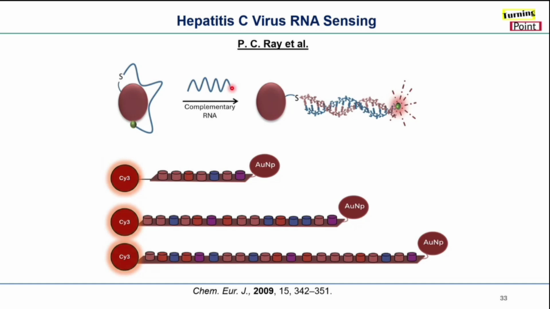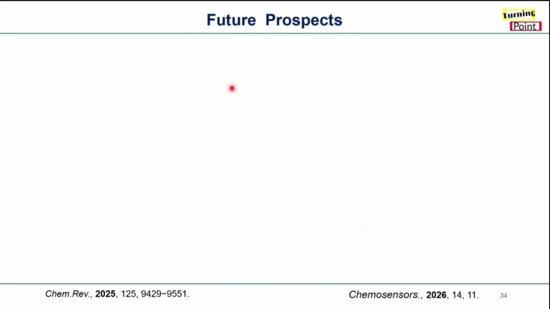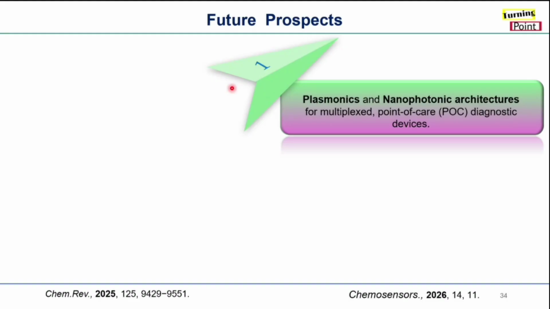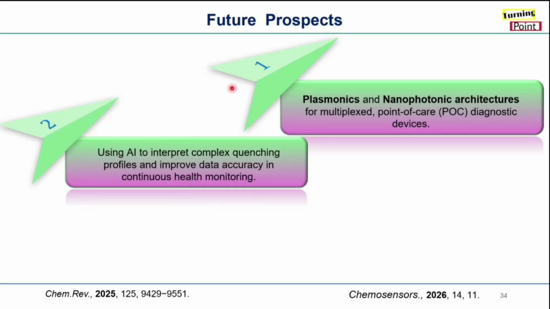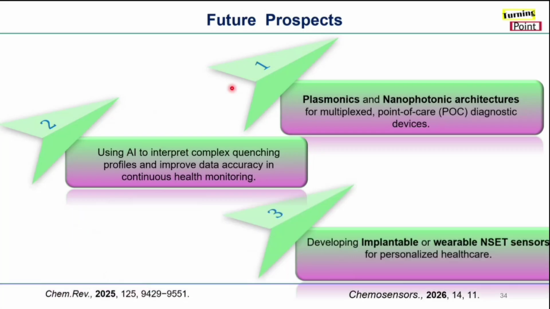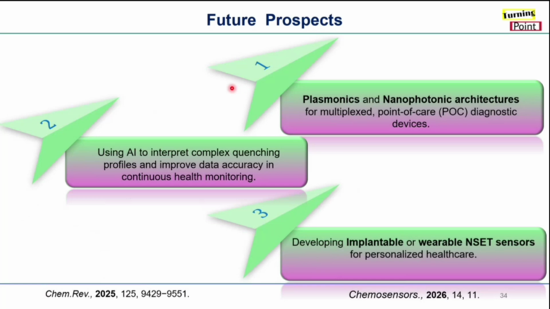As we can see, there are more applications. Nanosurface energy transfer has a wide range of future prospects. We can include it in plasmonic and nanophotonic architectures for point-of-care diagnostic devices. We can also include artificial intelligence in nanosurface energy transfer to study complex binding profiles for improved data accuracy and continuous monitoring. One more future prospect is that we can develop implantable and wearable nanosurface energy transfer sensors for personalized healthcare.